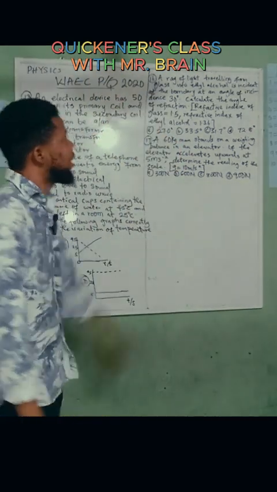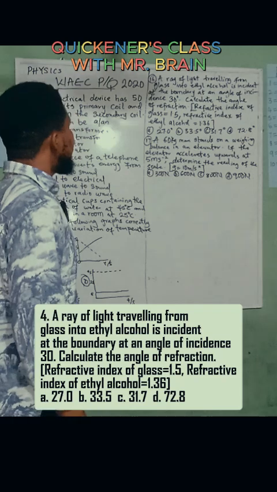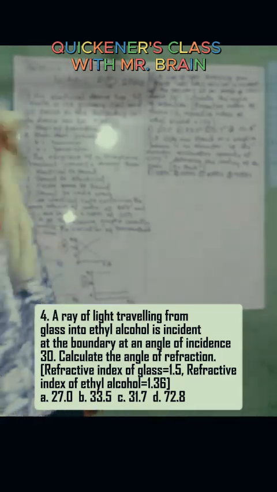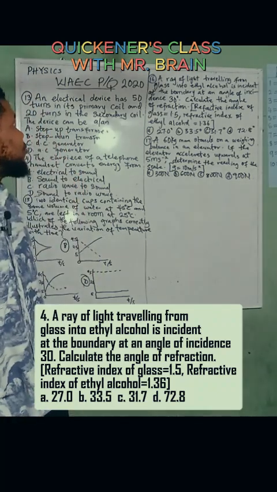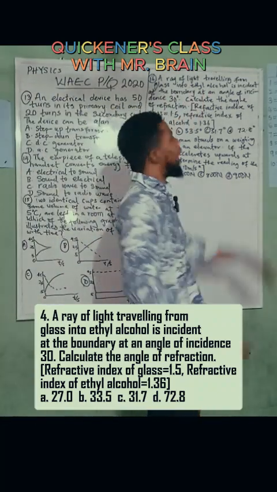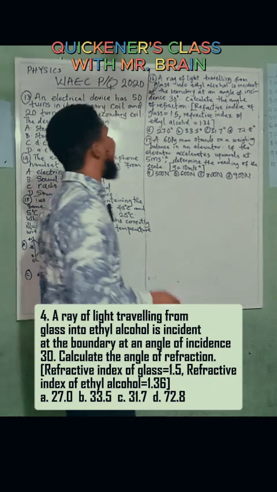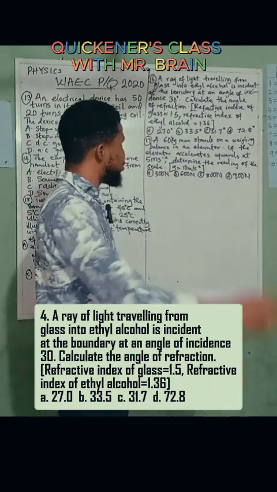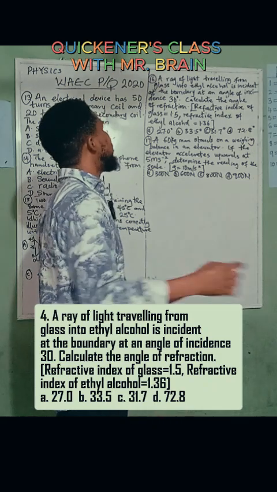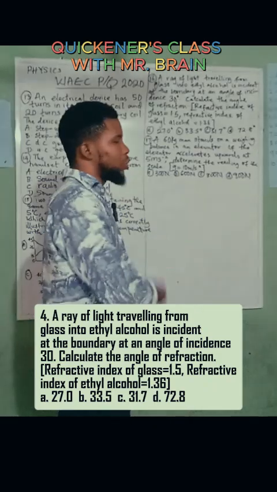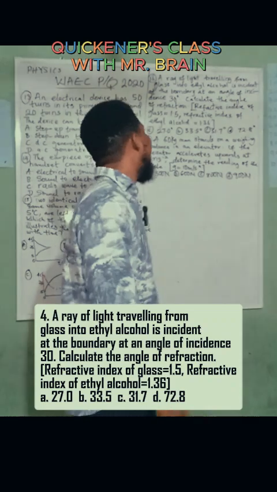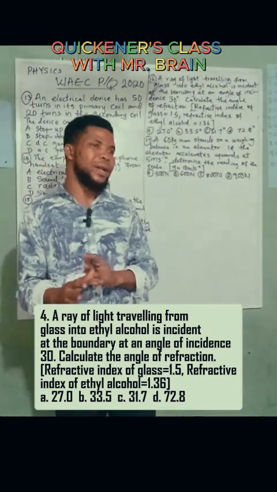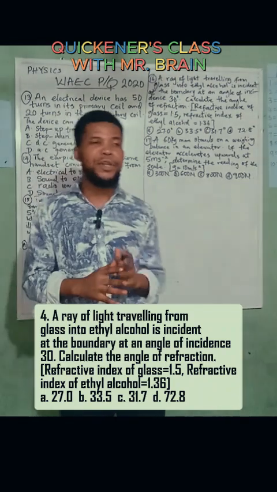Alright, so let's look at the number 16 question. It says, a ray of light traveling from glass into ethyl alcohol is incident at the boundary at an angle of incidence 30 degrees. Alright? Calculate the angle of refraction. The very simple thing. Now I want to explain this for a quick understanding before we go into something else.